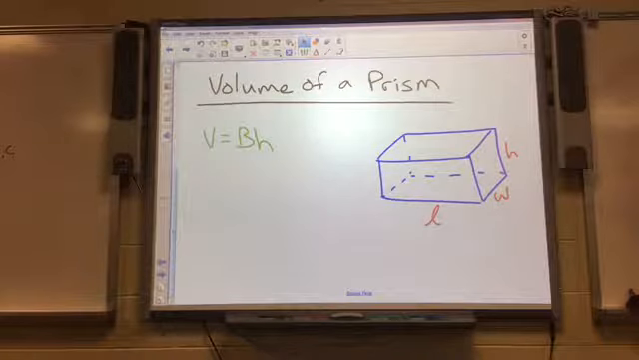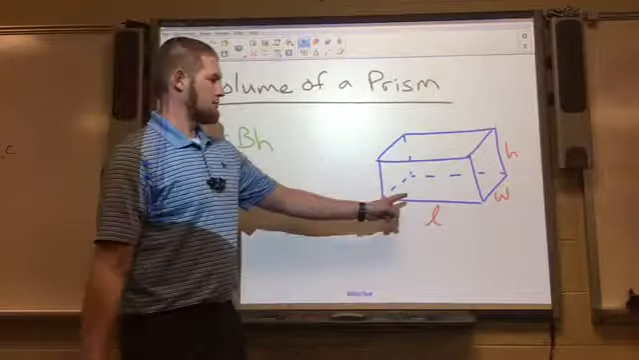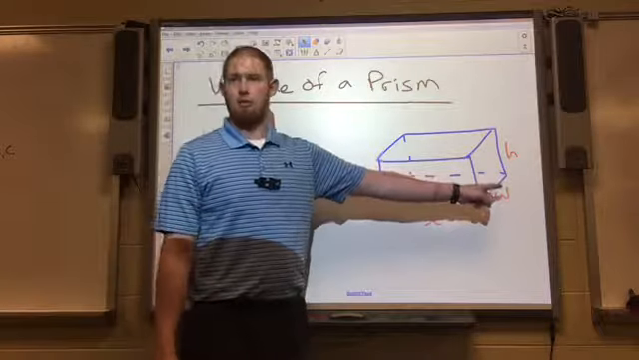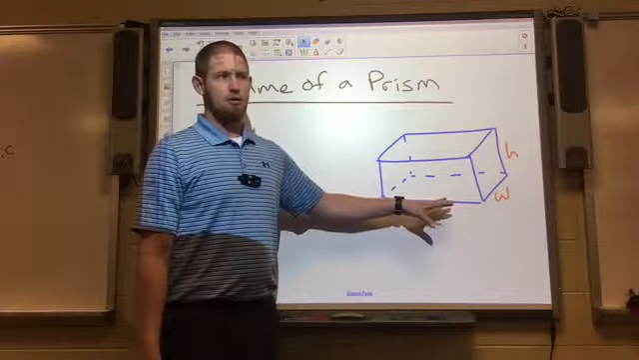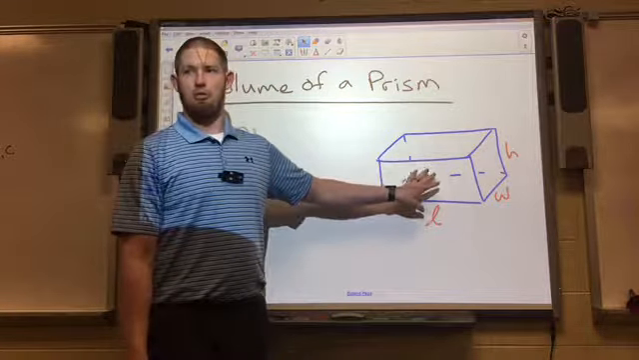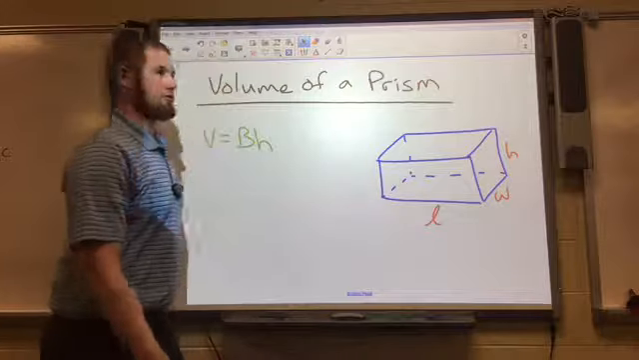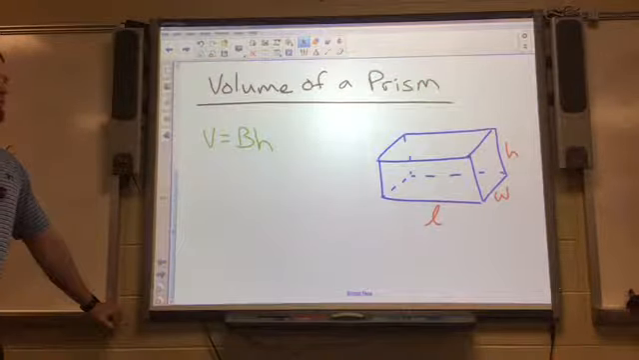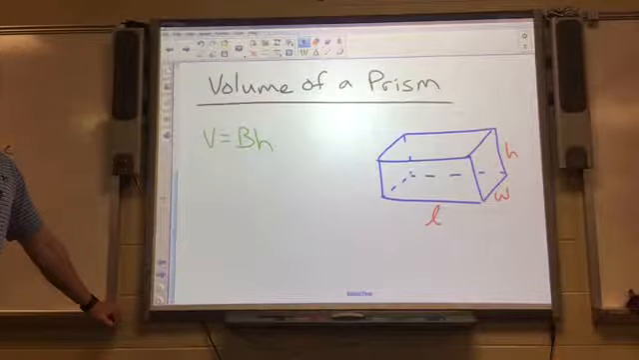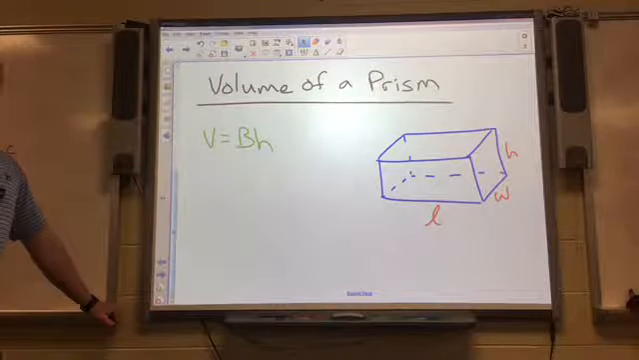Isn't that the same thing for a rectangular prism? How would you find the area of the base over here? You'd take the length times the width, right? So is length times width times height wrong? Not for a rectangular prism. Okay, but for something like a triangular prism, it's just not going to work. So we're going to think of volume as the area of the base times the height.